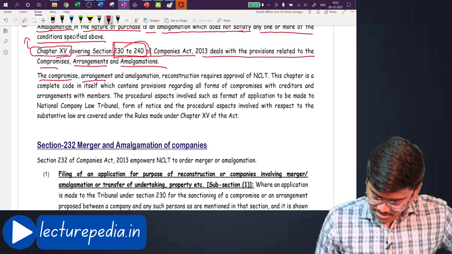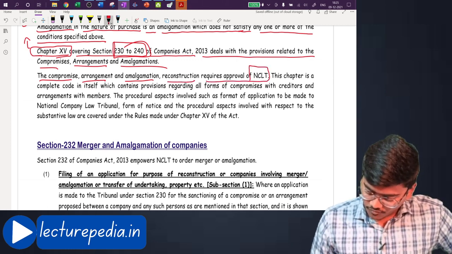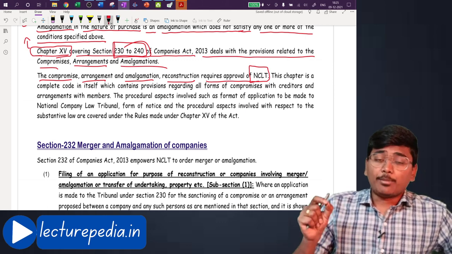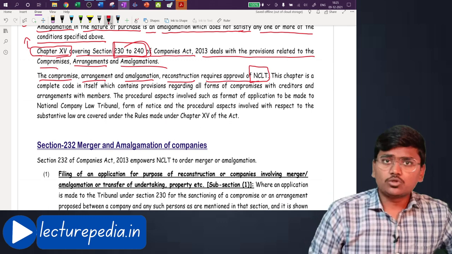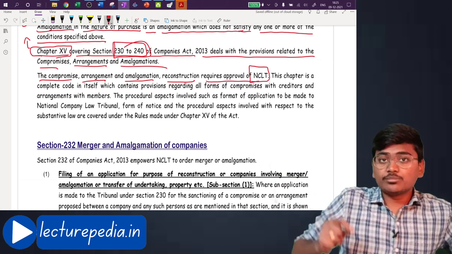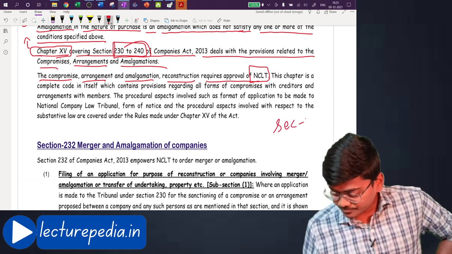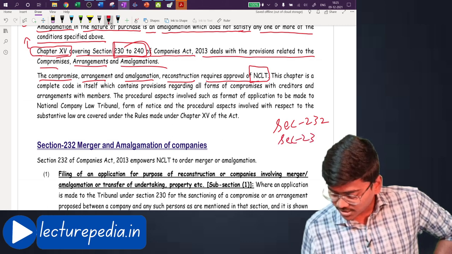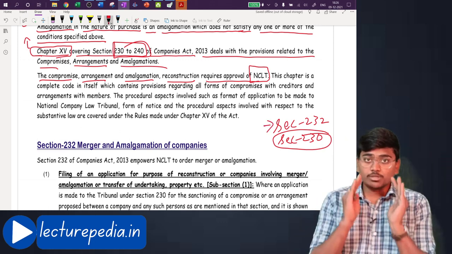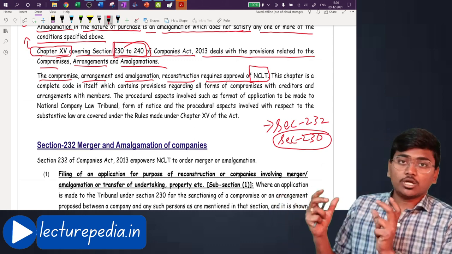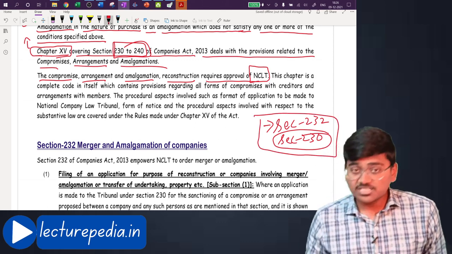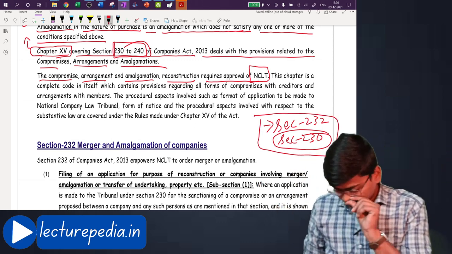Okay, the compromise, arrangement and amalgamation reconstruction requires approval of NCLT. You should remember that whenever there is an amalgamation or merger or demerger, you have to compulsorily take permission of NCLT, and for the purpose of taking that permission, you have to apply section 232 along with section 230, which we have already discussed, and 232 which we are going to discuss now. Even in practical life, whenever two or more companies are amalgamating or demerging, you have to apply these sections. As per these sections, you have to take approval from the NCLT.